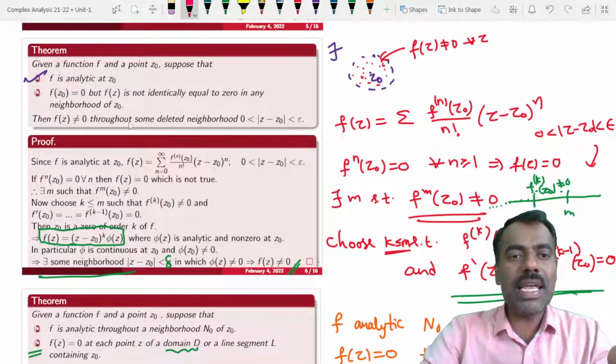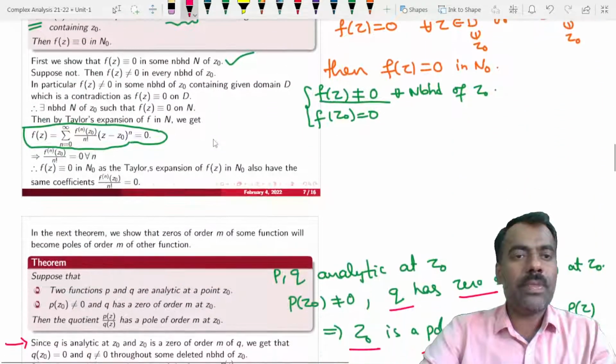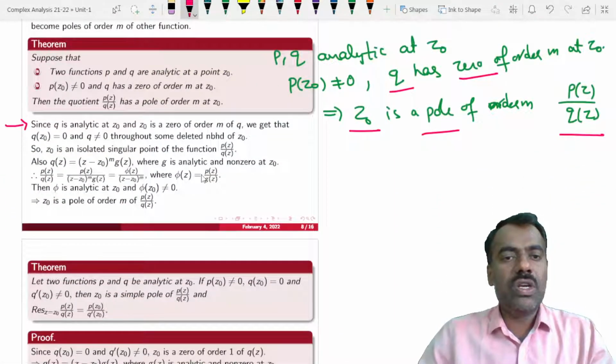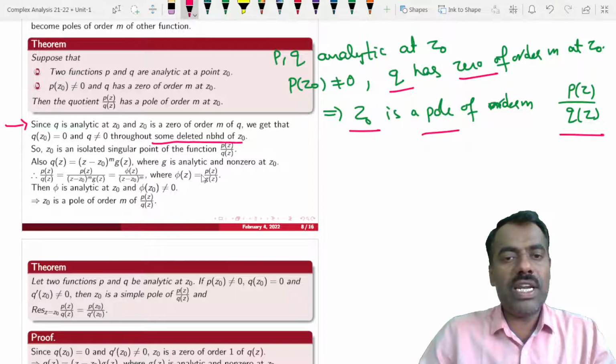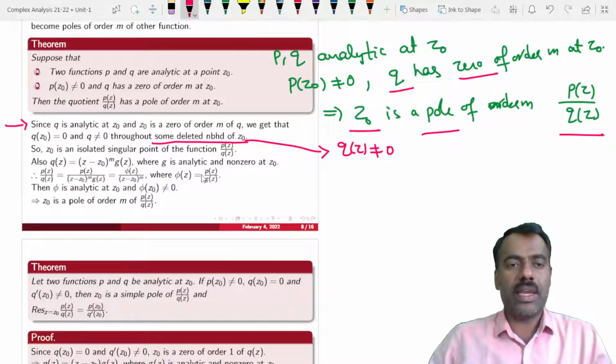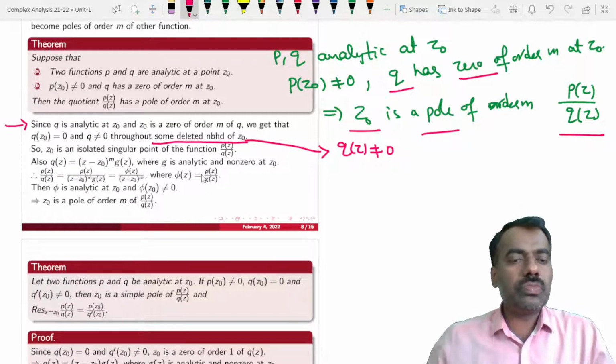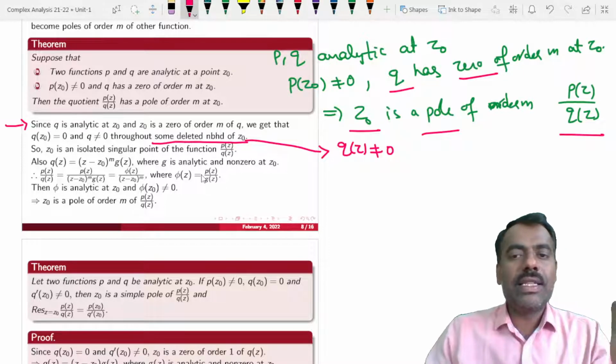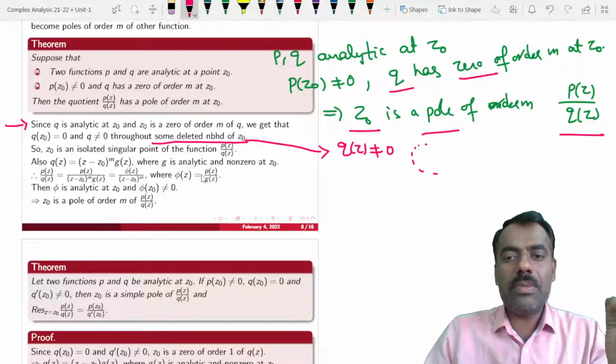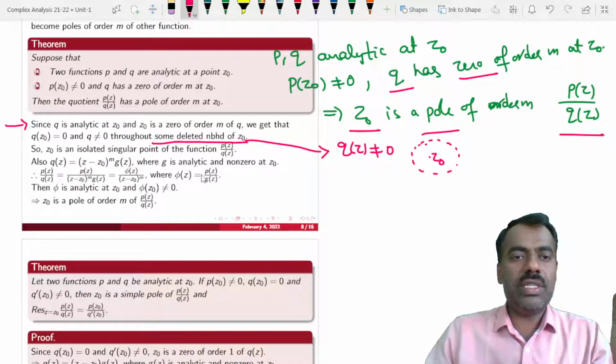So there exists a neighborhood throughout which q is non-zero. Okay, so that is what we are writing here. Throughout some deleted neighborhood of z naught, q is not equal to 0. So that means what you can see is that there is some deleted neighborhood of z naught, right? We know this z naught.